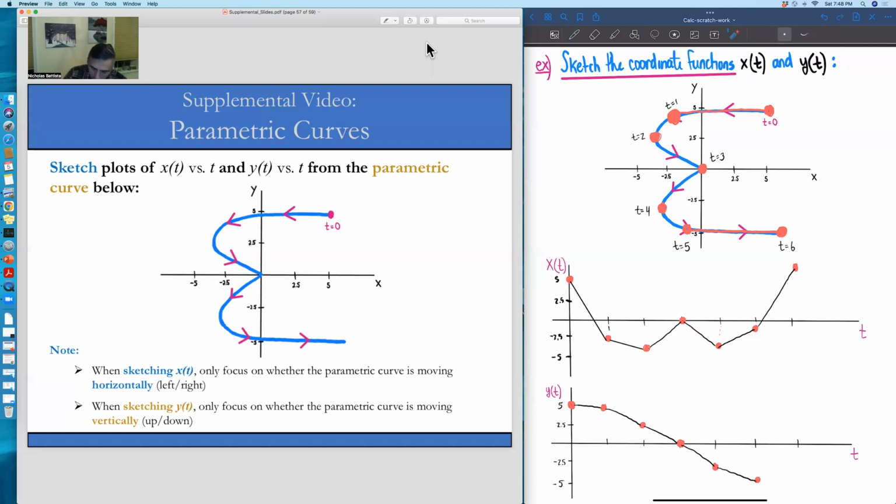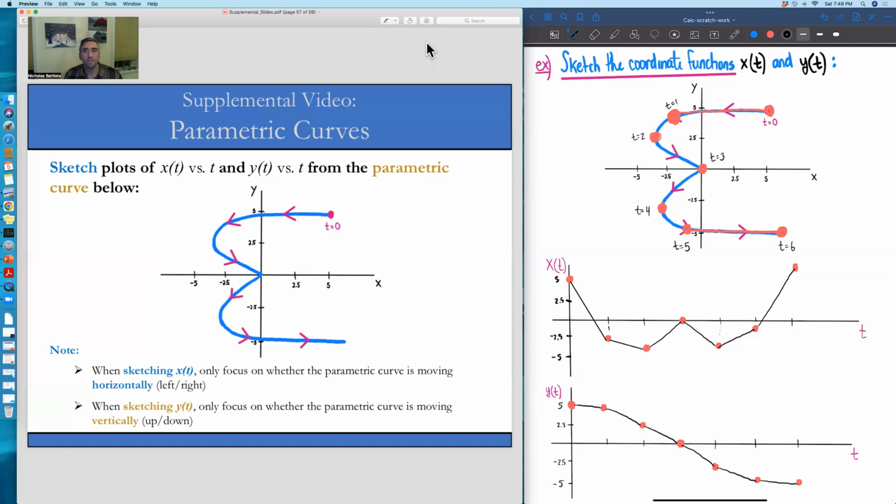And then finally, from t equals 5 to t equals 6, there's very little vertical movement between those points. Maybe we move downwards just a little bit to y equals minus 5, but there's very little movement vertically between these 2 points. So our coordinate function for y of t looks something like that.